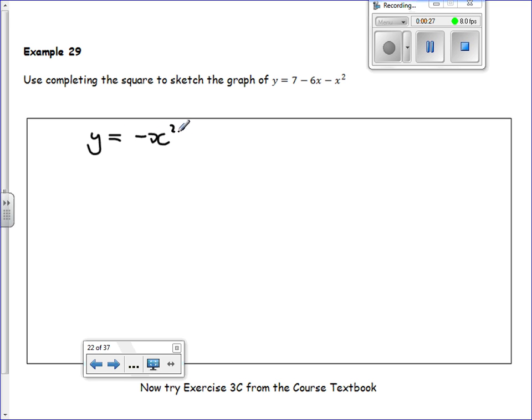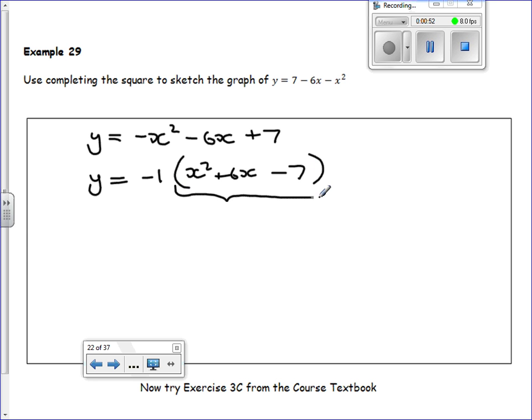So we're used to having x squared terms first, then our x's, and then the constants. Now it's much easier if we take out a factor of minus 1. So if we factorise by taking out minus 1, we've got x squared plus 6x minus 7. And now we can easily complete the square for this here.